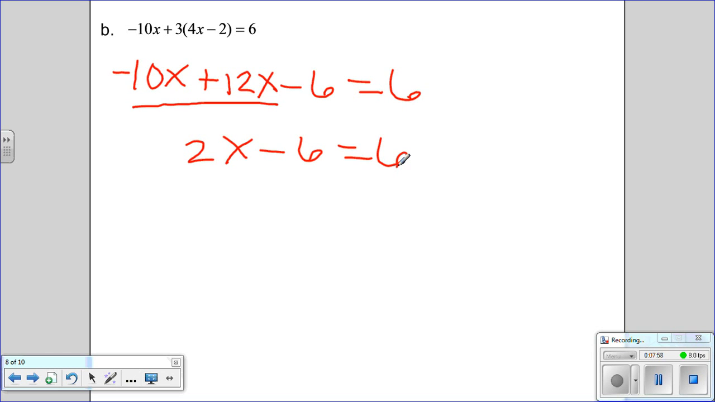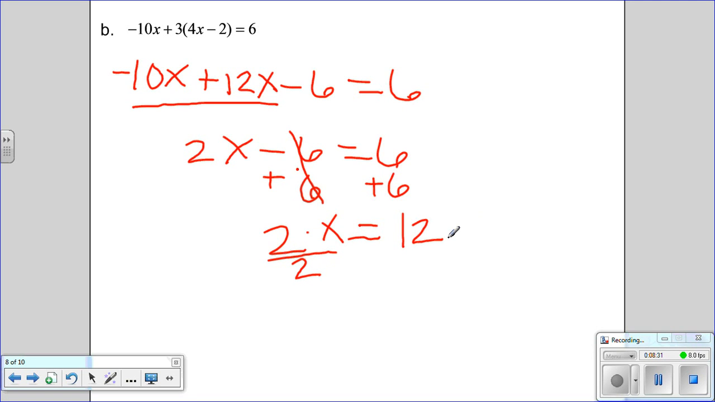The goal is to find the value of x, so we want to undo all of the operations on this side here. So the opposite of subtracting 6 is adding 6. I need to add 6 to both sides of the equal sign. Negative 6 and positive 6 make 0, and we're left with 2x equals 12. Now 2x means 2 times x. The opposite of multiplying is dividing, so now I'm going to divide both sides by 2 to get the x value by itself. 2 divided by 2 cancels out, and we get a solution x equals 6.